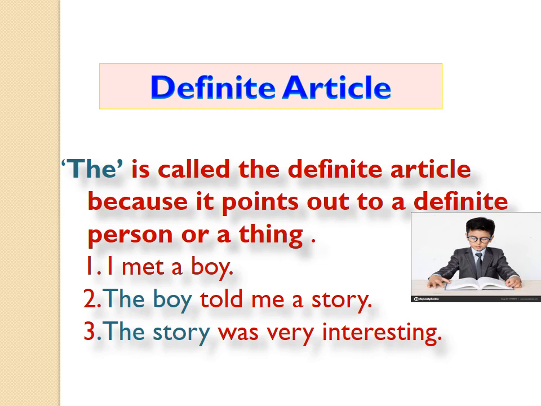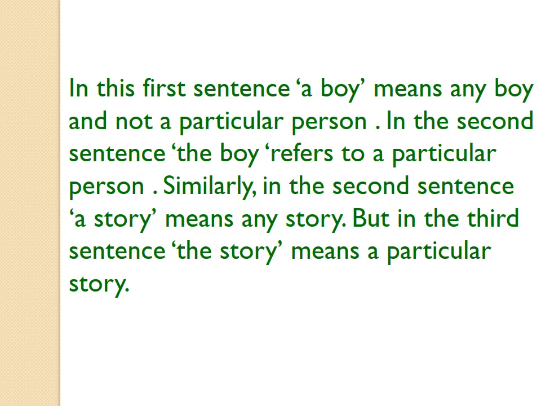Let me clear this with some examples. I met a boy. The boy told me a story. The story was very interesting. Okay, students? In the first sentence, a boy means any boy and not a particular person. In the second sentence, the boy refers to a particular person. Similarly, in the second sentence, a story means any story, but in the third sentence, the story means a particular story.